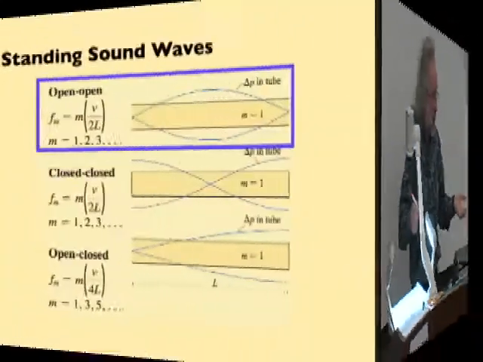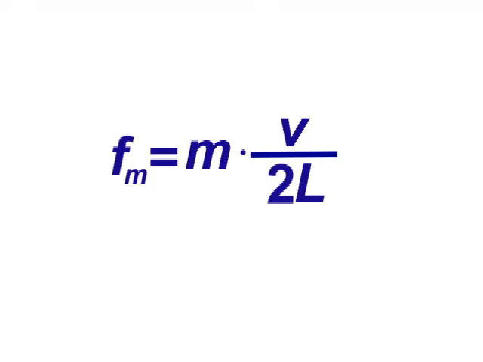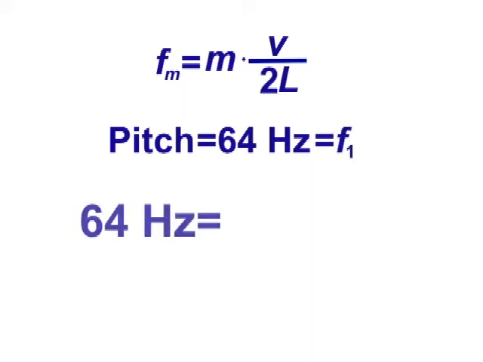And so we can work out the length of the tube this way. We say, it's an open tube, and the frequencies are Fm equal to m times v divided by 2L. And then how do I know which harmonic I want to use? The pitch, if I say it's 64 hertz, means it's the fundamental. That means F1 is 64 hertz, and that's equal to 1 times v over 2L.